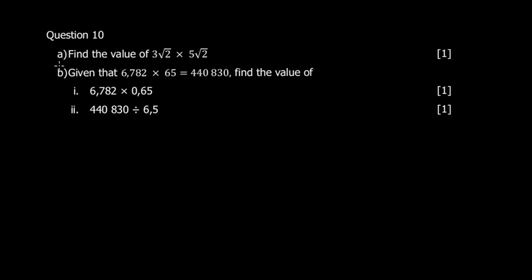So question 10 says find the value of 3 square root of 2 multiplied by 5 square root of 2, right? So this is equal to 3 multiplied by 5 multiplied by square root of 2 multiplied by square root of 2. So for this one you get 15.